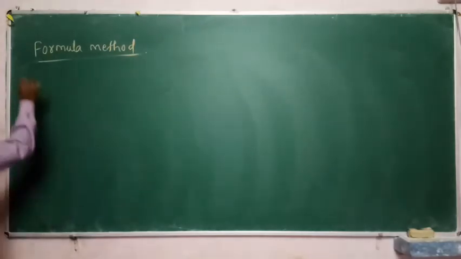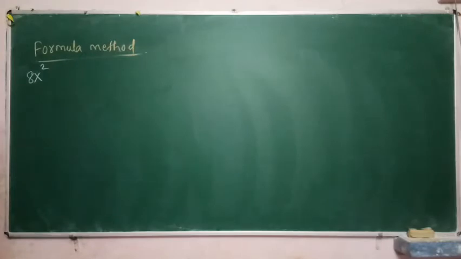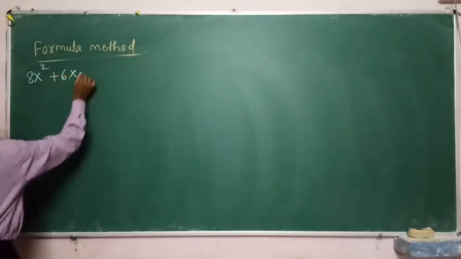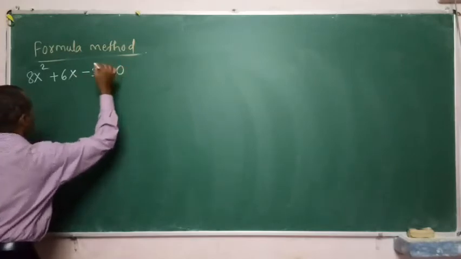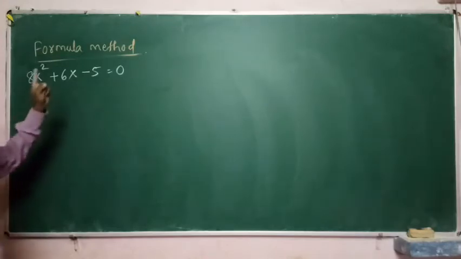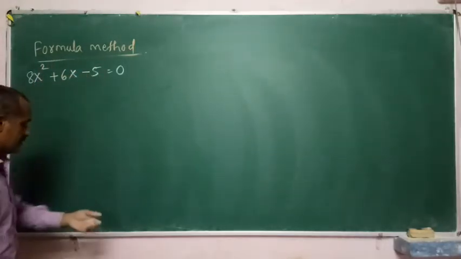Let me take 8x square plus 6x minus 5 is equal to 0. 8x square plus 6x minus 5 is equal to 0. Let me solve the problem first by the formula.